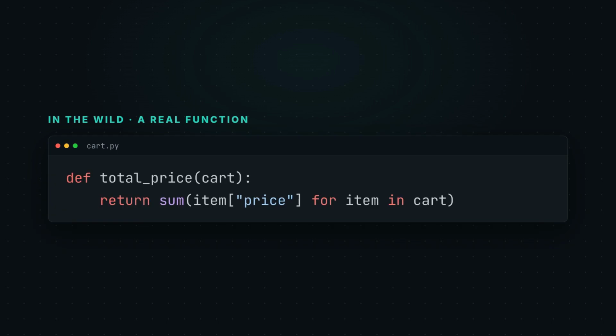Look how natural this reads. For each item in the cart, pull its price and add them all up. A list of dictionaries, one clean line. That's collections doing real work.